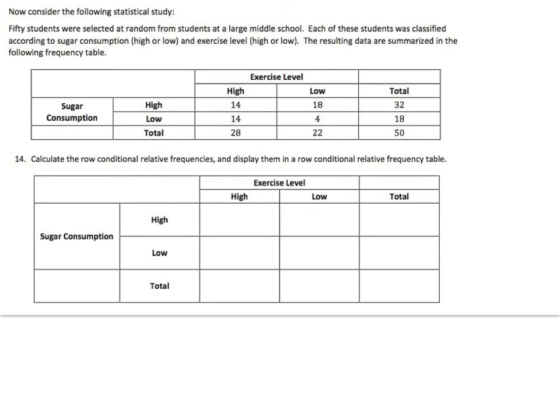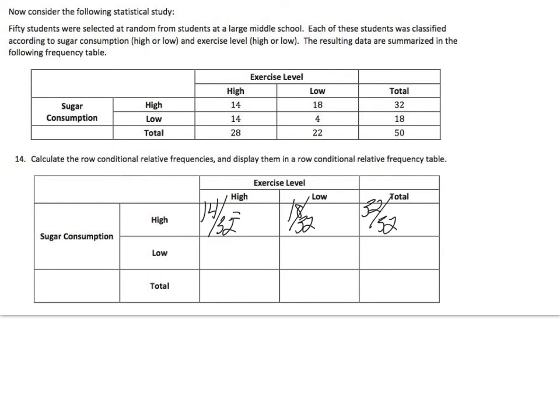All right, now consider the following statistical study. 50 students were selected at random from students at a large middle school. Each of these students was classified according to sugar consumption, high or low, and the exercise level, high or low. The resulting data are summarized in the following frequency table. Calculate the row conditional relative frequencies and display them in the table. So we'll go ahead for sugar consumption high, exercise level high. 14 out of 32 total. And then we're going to have 18 out of 32 total. And then 32 out of 32 total.